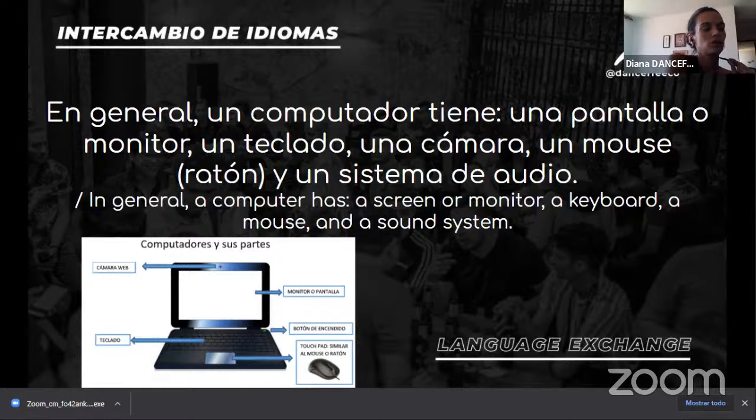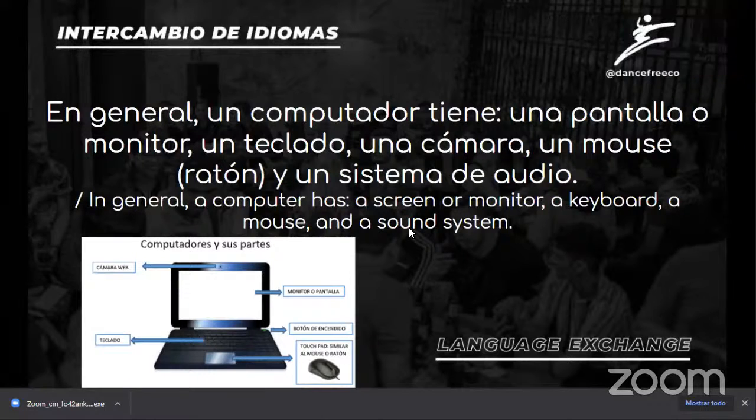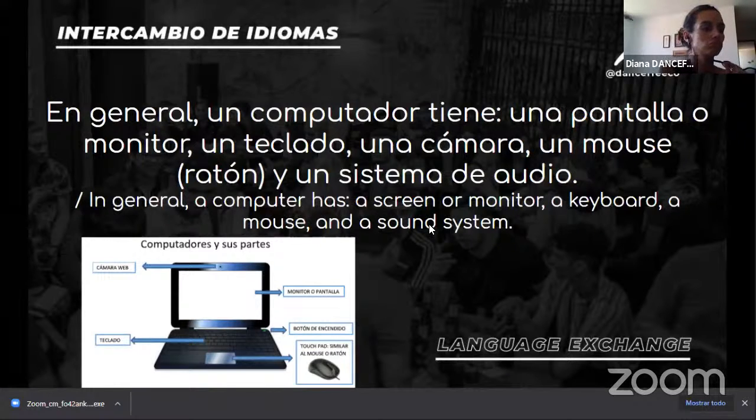Or maybe they use it more when they're talking about the desktop, because it's like separated from the actual computer. But well, right now we have these computers that are like TVs. Everything is in the same place. Okay. Yo creo tienes razón, y la distinción es cuando es aparte. Sí. En general. Sí, en general.